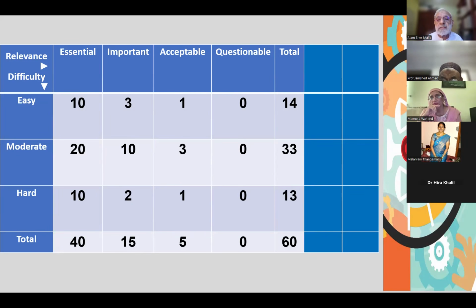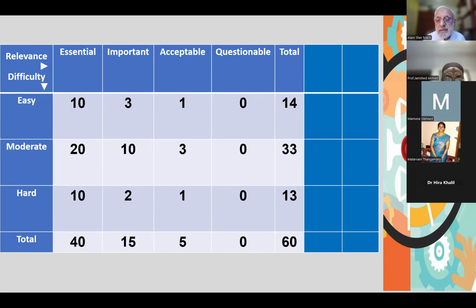Madam, because this is not only for the final year, right? It can be first professional, second professional, third professional. So based on the examination level, the criteria might change. Okay, that's fine. Right.